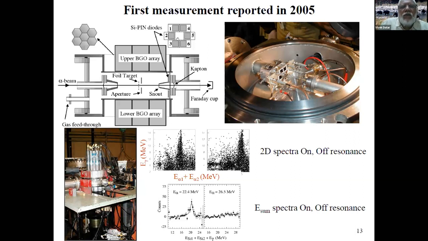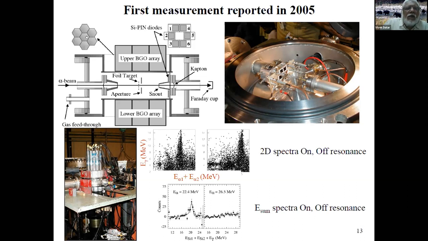The detectors for alpha particles were actually pinned out, about 9 millimeter by 9 millimeter and about 500 micron thick. And they were arranged like this, so as to give a reasonably good efficiency for catching. So if you caught an alpha here in number two, silicon pinned out number two, you would catch the corresponding alpha number five. And similarly, one with six, three with four, and so on.